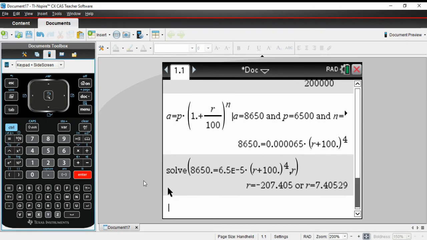Even if you're discussing depreciation, it's not a negative value. It is just a lesser value. The interest rate in this case is 7.4%. So we're going to round that to 1 or 2 decimal places depending on what the question asks.